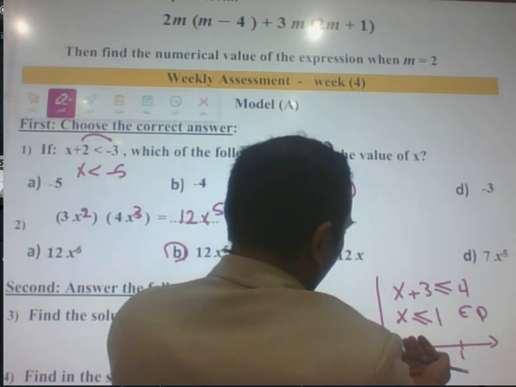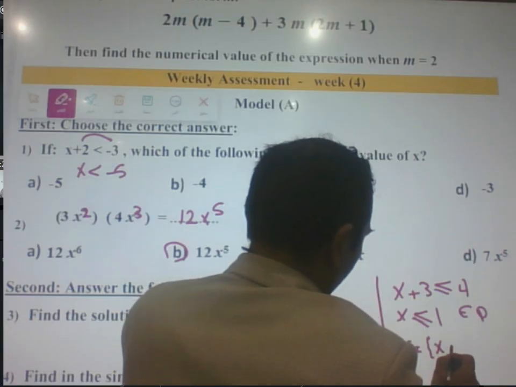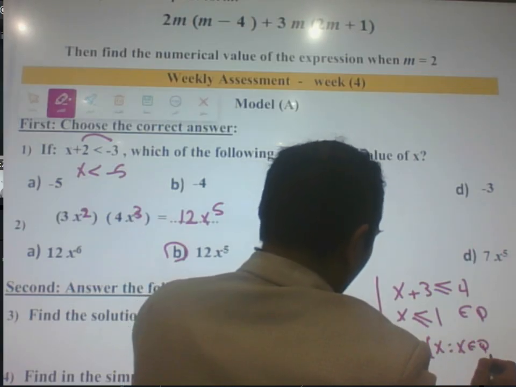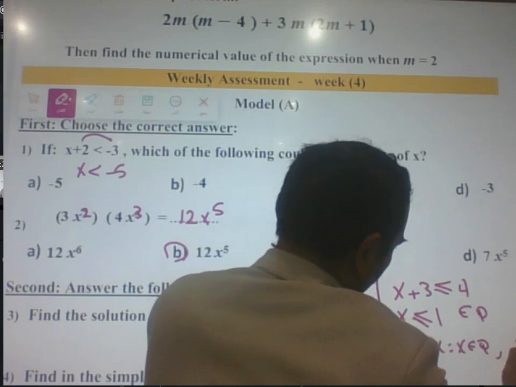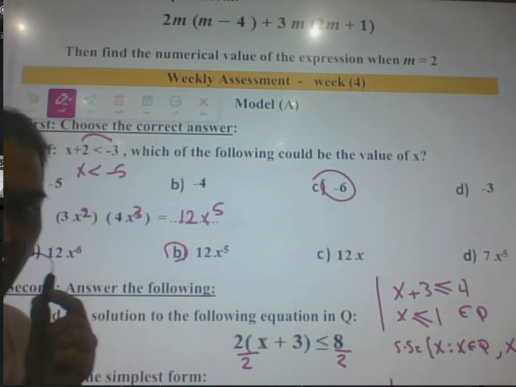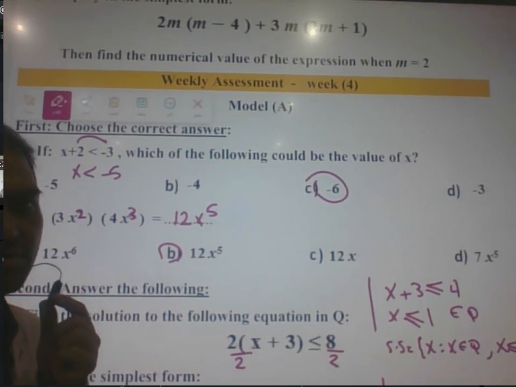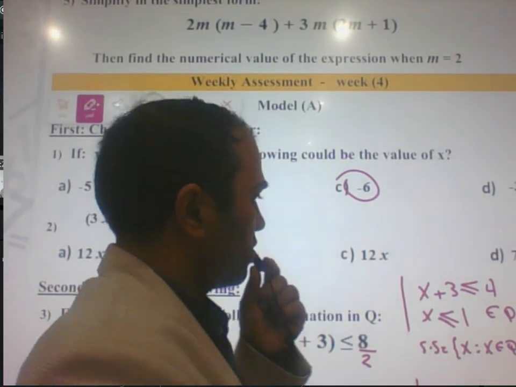Like this, we draw the number line, okay? And the solution set will be x such that x belongs to rational numbers and x is less than or equal to 1. Okay, the solution about this inequality. Next question down.